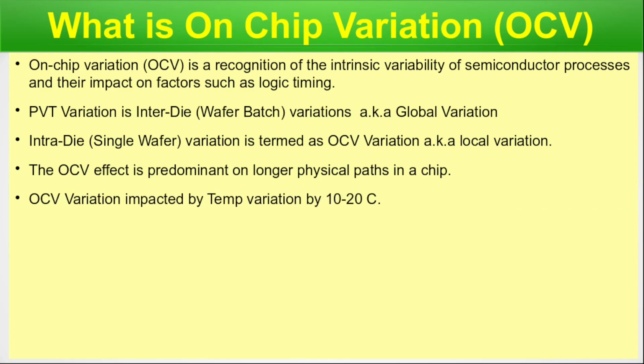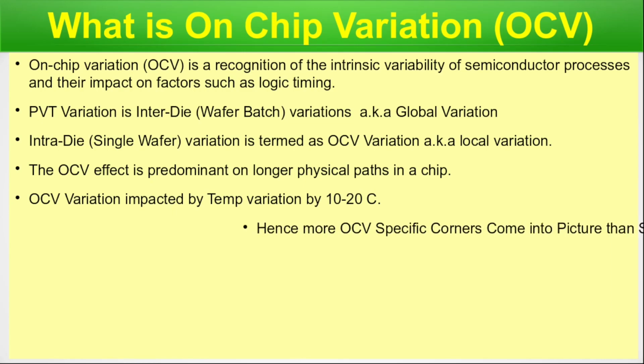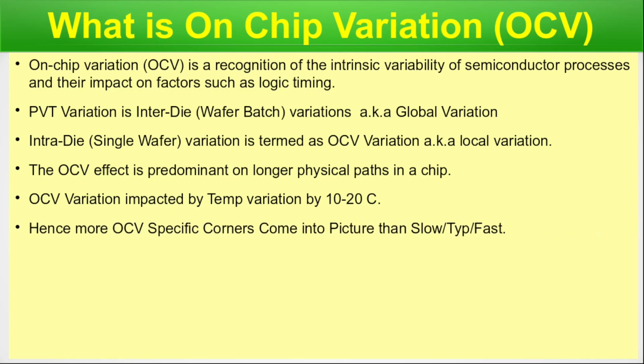OCV variation is impacted by temperature variation of 10 to 20 degrees centigrade. Hence, more OCV-specific corners come into the picture than your typical ones. I would like to mention here one thing. If you open up any standard cell library distribution, you will find typical, slow, fast, and there are many combinations of all these PVT corners.